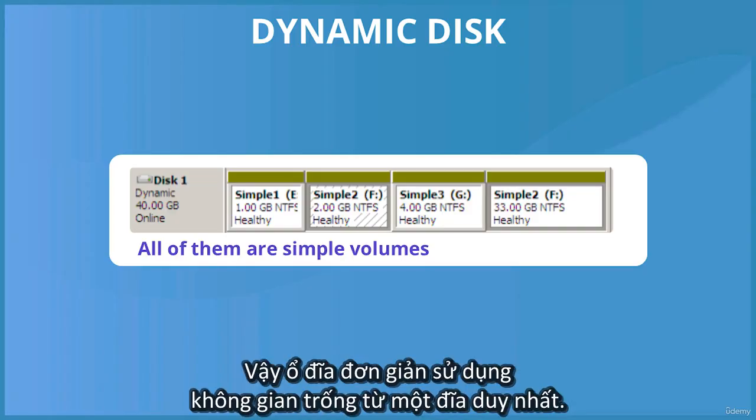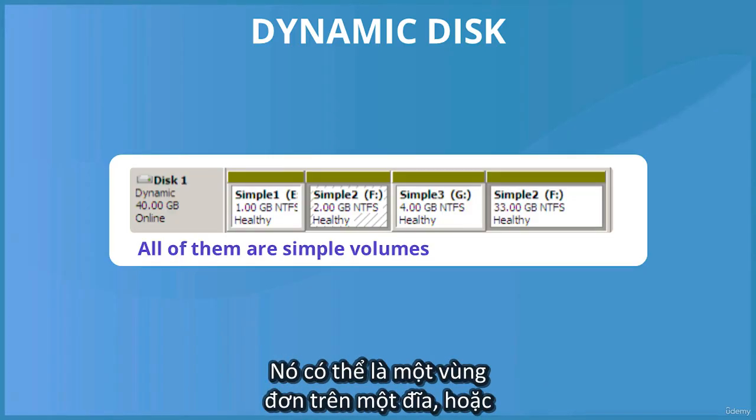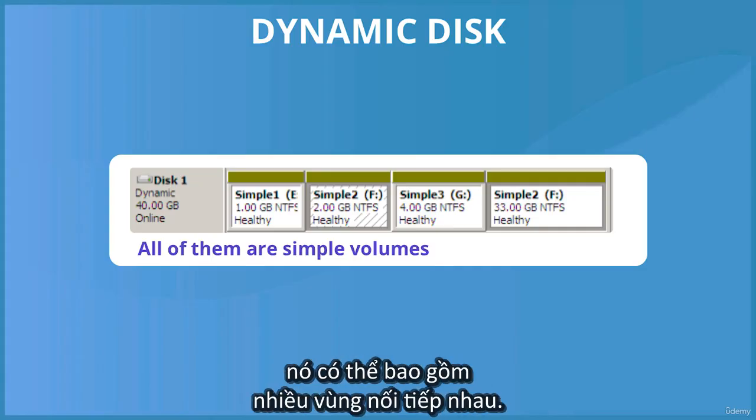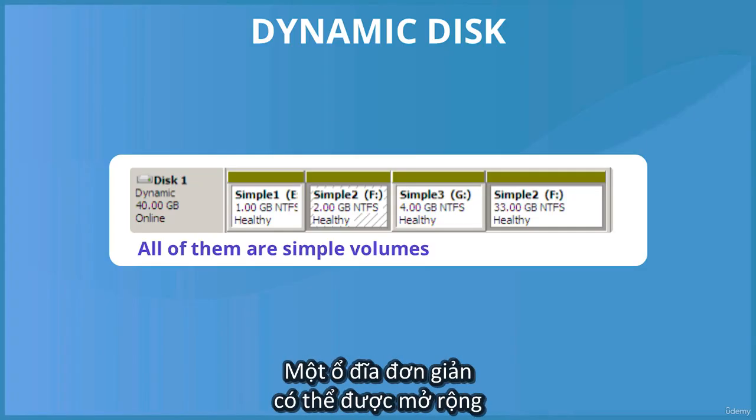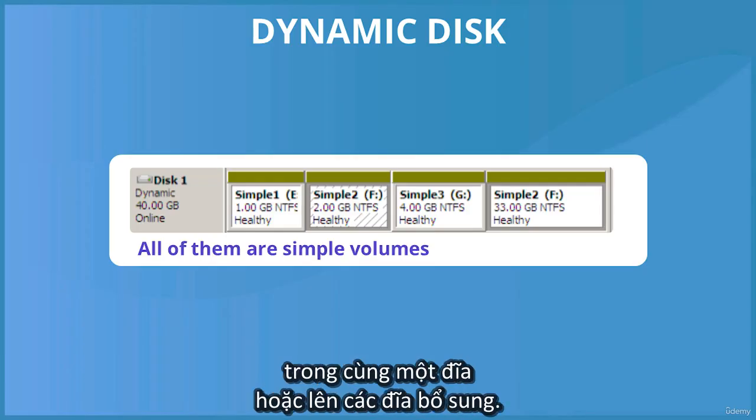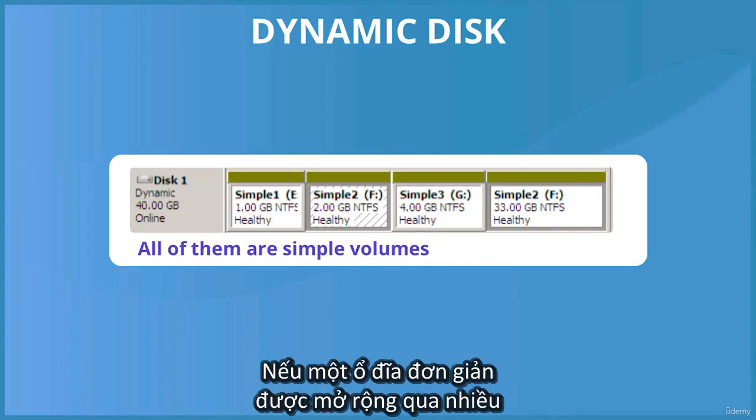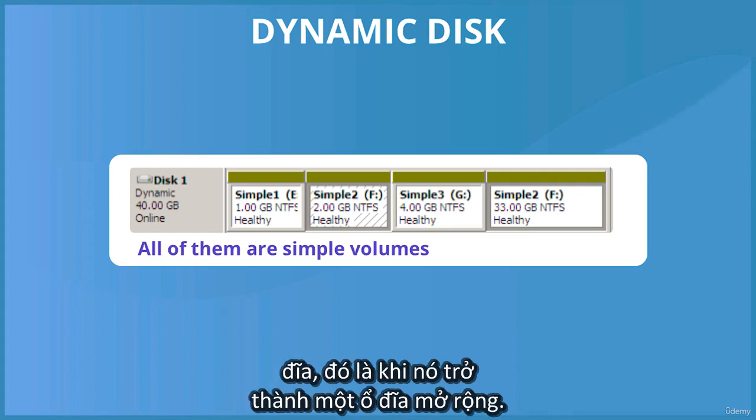So a simple volume uses free space from a single disk. It can be a single region on a disk, or it could consist of multiple concatenated regions. A simple volume can be extended within the same disk or onto additional disks. If a simple volume is extended across multiple disks, that's when it becomes a spanned volume.